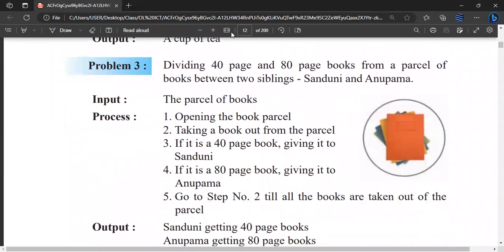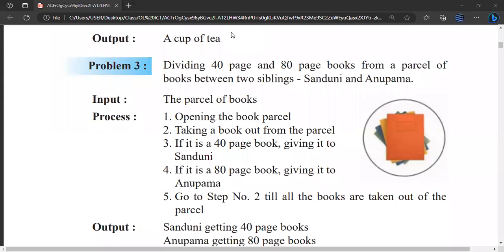Problem 3: dividing 40-page and 80-page books from a parcel of books between two siblings, Sandhuni and Anupama. So input is going to be the parcel of books. Process number 1: opening the book parcel, taking a book out from the parcel. If it is a 40-page book, giving it to Sandhuni. If it is an 80-page book, giving it to Anupama. Go to step number 2 till all the books are taken out of the parcel.